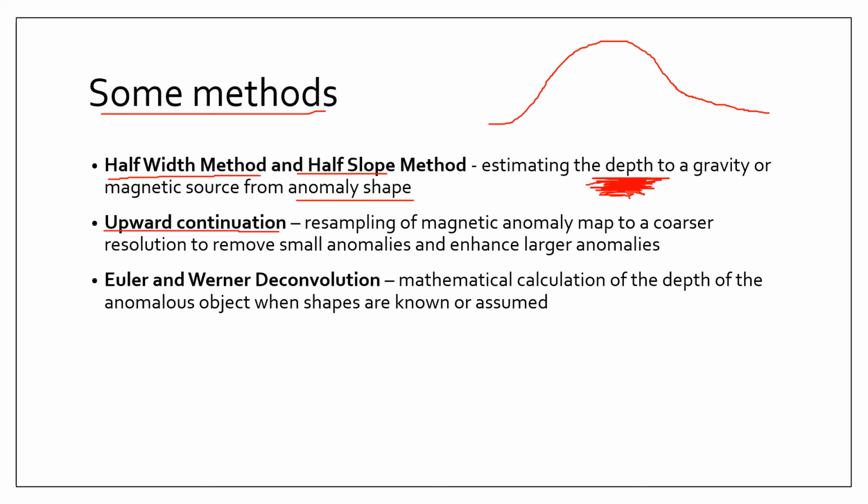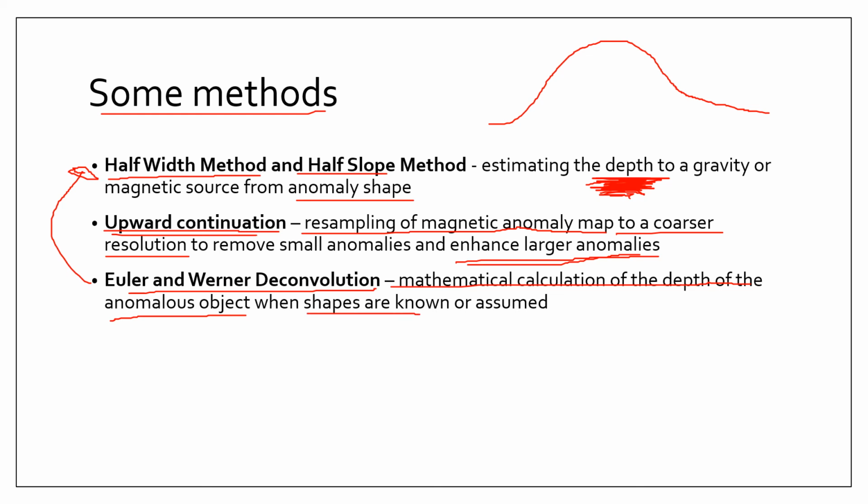Next is upward continuation, which is basically resampling of your magnetic anomaly map to get a coarser resolution. Okay, so the purpose of this is to enhance larger features or larger anomalies. For example, you're interested in the regional geologic formations, but you don't care about small scale variations in the rock type. So you can do upward continuation. And then you also have Euler and Werner deconvolution, okay, which is basically just a mathematical counterpart of the half width method. What we do here is we do mathematical calculations of the depth of your anomalous object when you know the shape of your anomalous objects, or you can assume what shape they are.